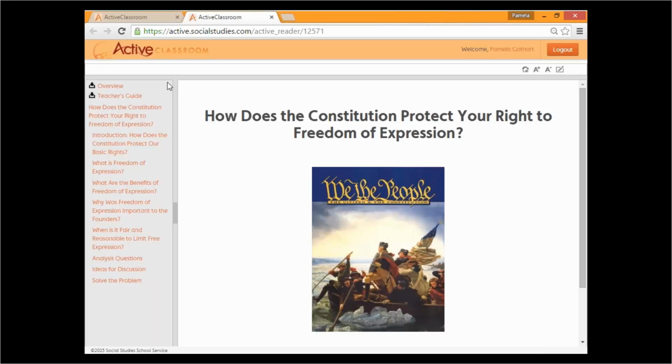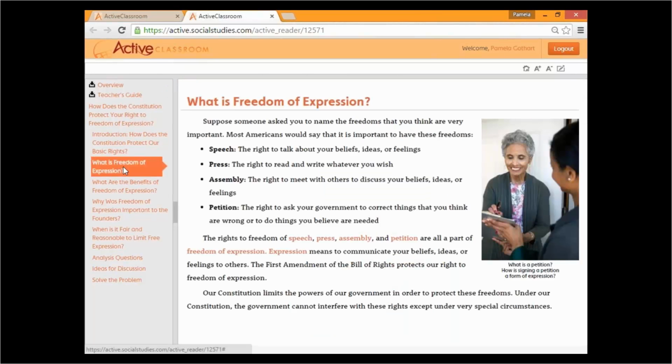On the 830 Lexile level, we're going to look in our table of contents. This is about a 5th grade reading level. In our table of contents, under freedom of expression, we have an introduction. We have what is freedom of expression, what are the benefits of freedom of expression, why was freedom of expression important to the founders, and so forth. Let's look at what is freedom of expression. Again, keeping in mind that we're looking at a 5th grade level, we see that some of our vocabulary has been identified for us and defined, and then we have an explanation of what freedom of expression is about.